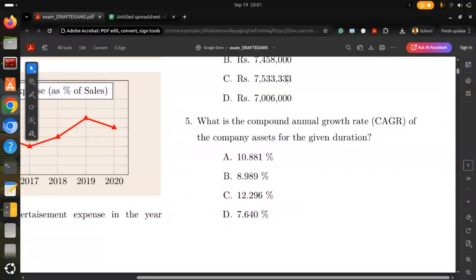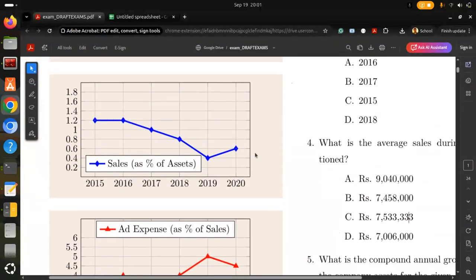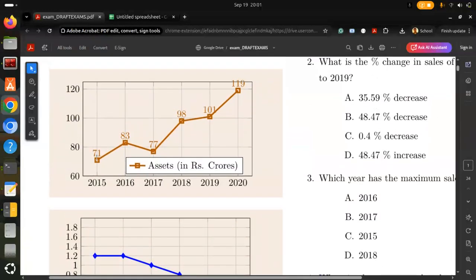So first of all, let's see whether the company assets have grown or not. The first one, from 71, has increased to 119, so it is actually growing. Good. But now the question is what the compound growth rate is. You have to remember the compound interest formula for this, but let us say I don't know that formula. Still, can we solve it? Yes, we can solve it.